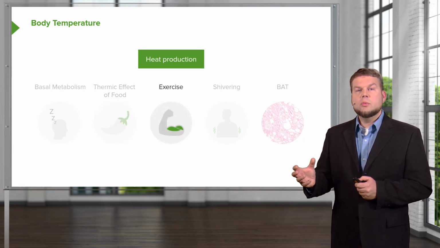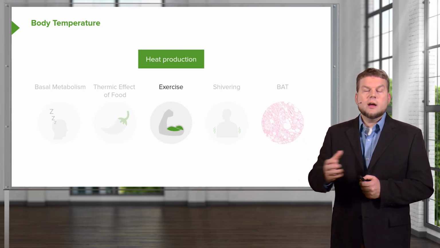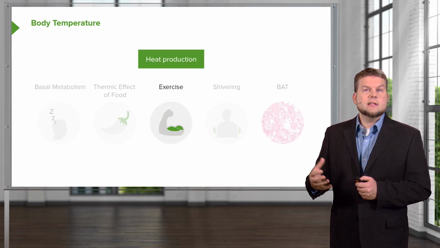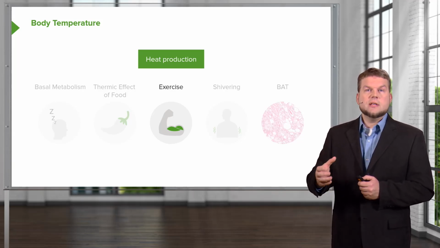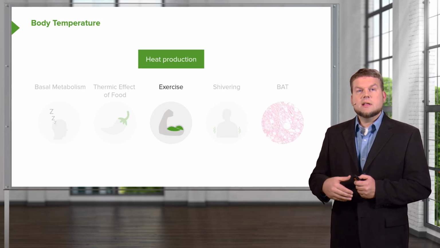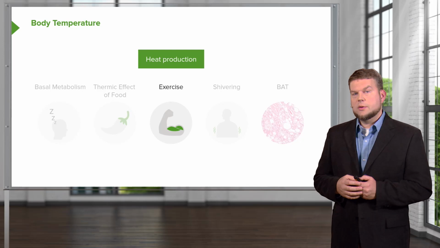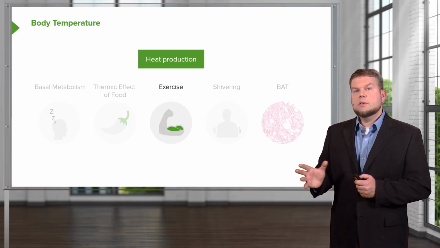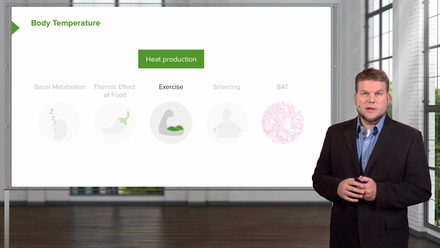Finally, anytime you move, whether you're simply wiggling in your seat, walking to and fro with activities of daily living, or actively exercising, all produce heat. So basal metabolism, thermic effect of food, and exercise are all normal ways you increase heat production. The final 2 ways of increasing heat production are usually associated with a cold stress.